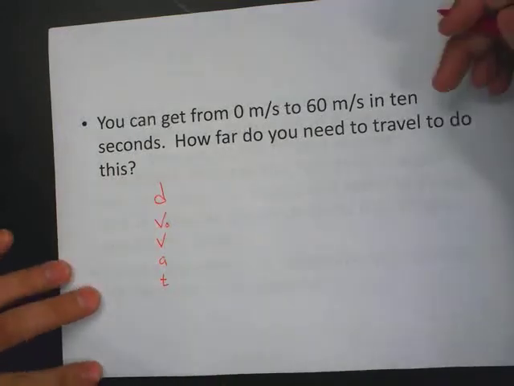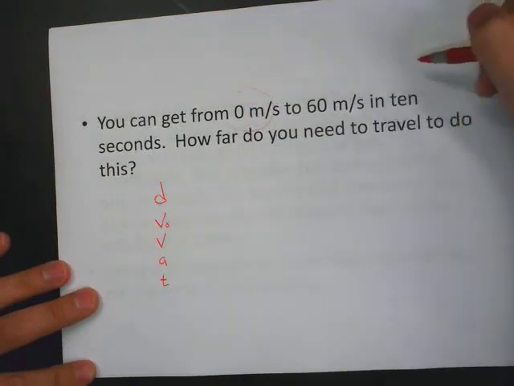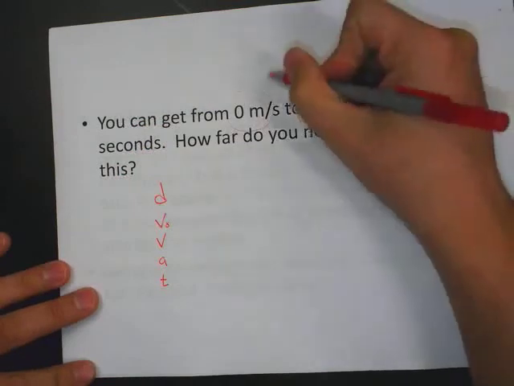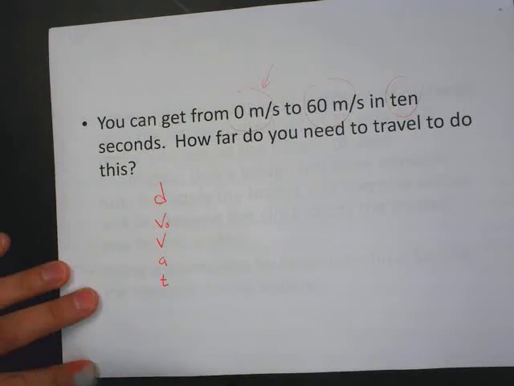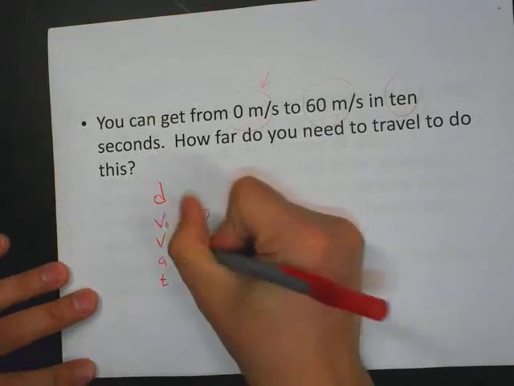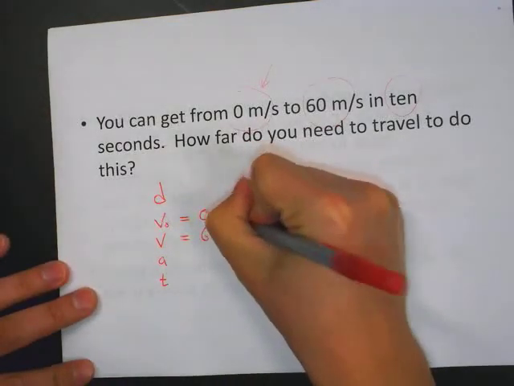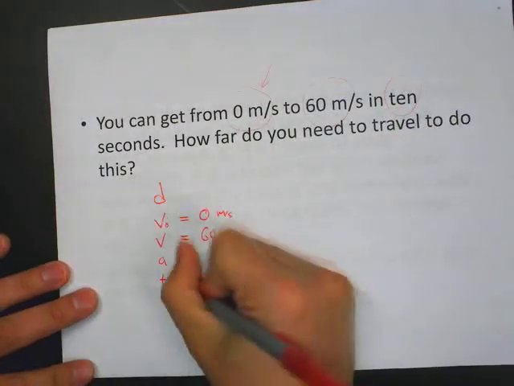Then you go through and you fill in everything that you can fill in. Okay, fill in what you know. So it says here you can get from 0 meters per second to 60 meters per second in 10 seconds. So what is that 0 meters per second? Well, that's how fast you're going at the beginning of the story. So that is going to be your initial velocity. To 60 meters per second. Well, that's how fast you're going at the end of the story. So that's going to be your final velocity. Let me put some units on there. In 10 seconds. That's time. That's how long it took you to do that.